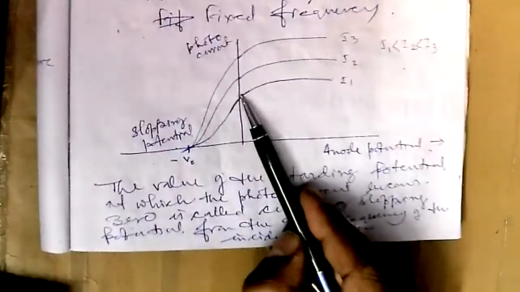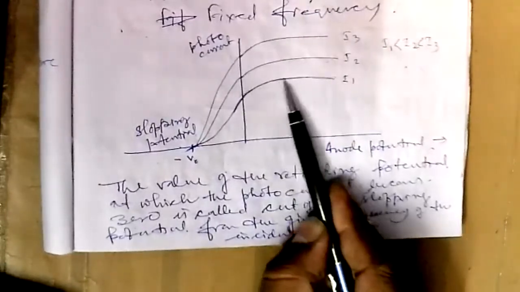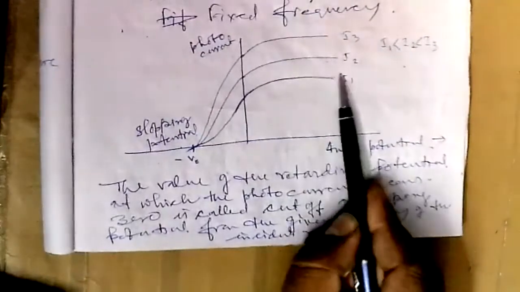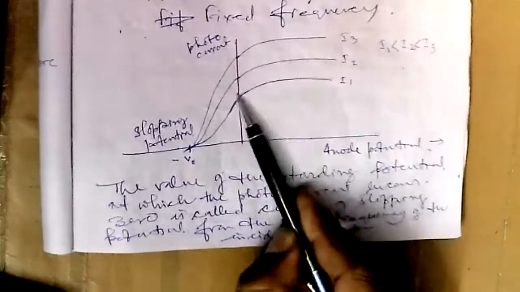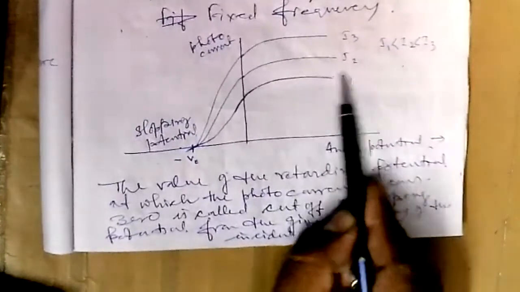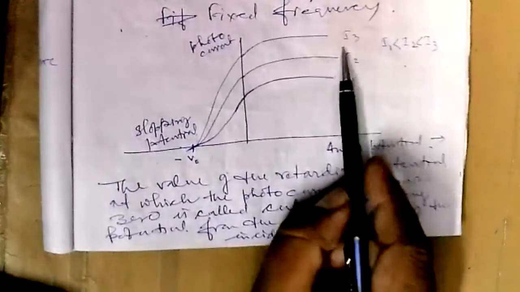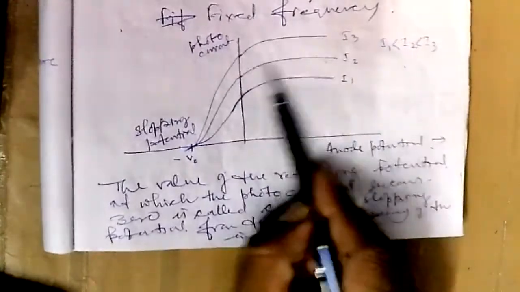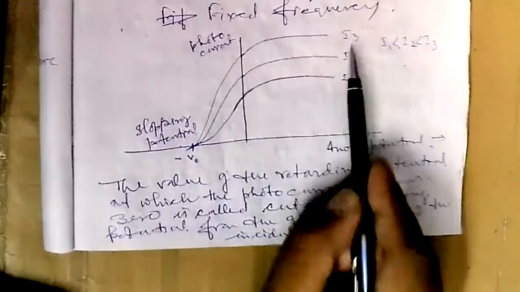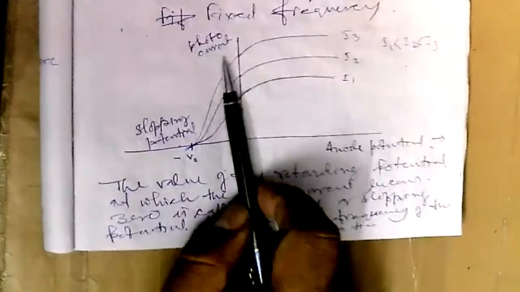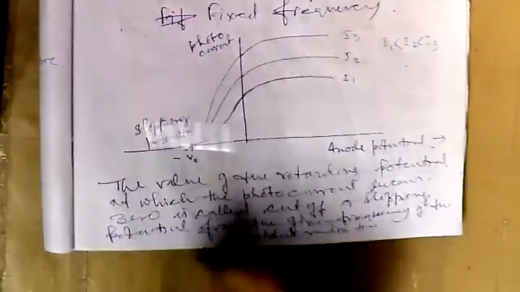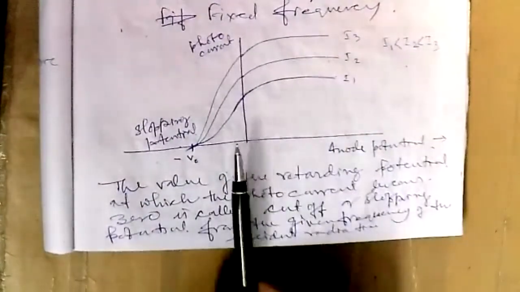Okay. Now, if we see the effect of potential, the accelerating potential, then it is found that with positive accelerating potential, the current initially increases, then becomes a maximum value and remains constant. That is the saturation current for a specific intensity. If you increase the intensity, the saturation value of the current will also increase.